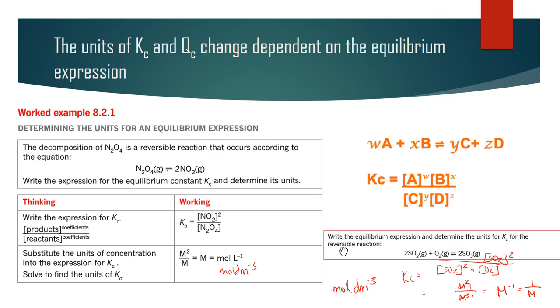Okay, so now we need to put that from moles per decimeter cubed. So that's our molar, and this is all to the negative 1. Okay, so we're going to end up with mol to the negative 1 dm3, because we're going to multiply this out here to get our overall units. These can look a little bit confusing. They take a little bit of practice, so make sure that you're calculating your units anytime you go to calculate a Kc value.